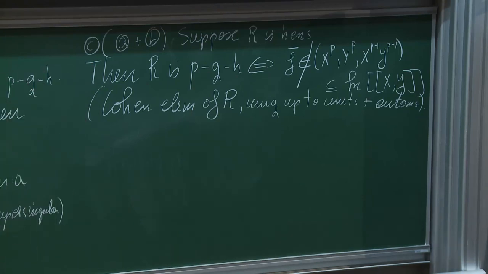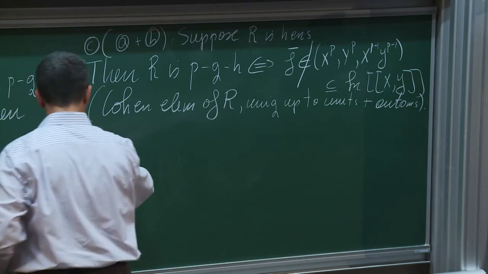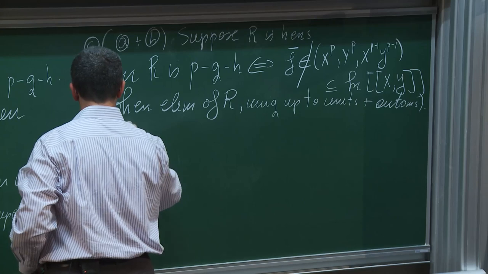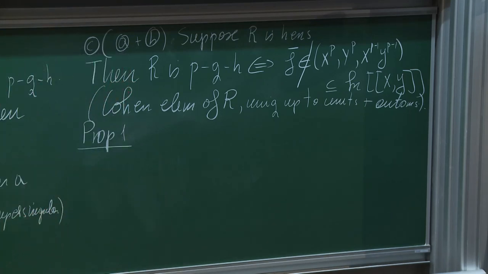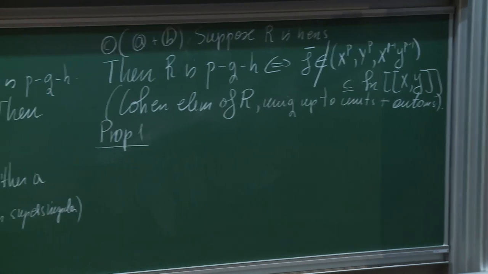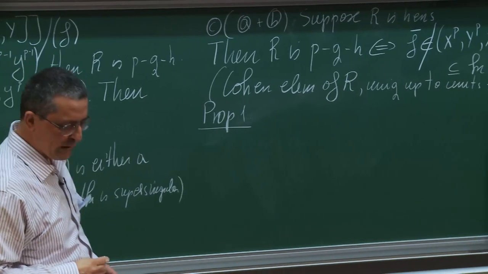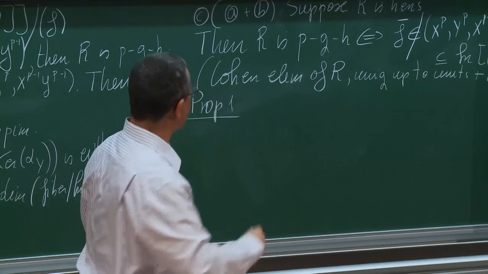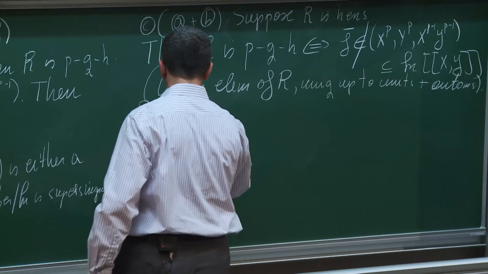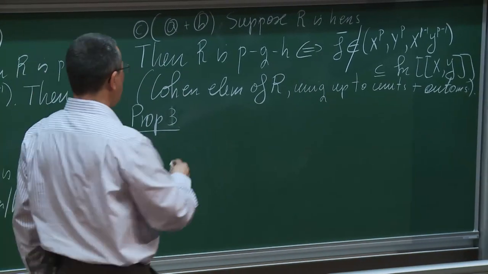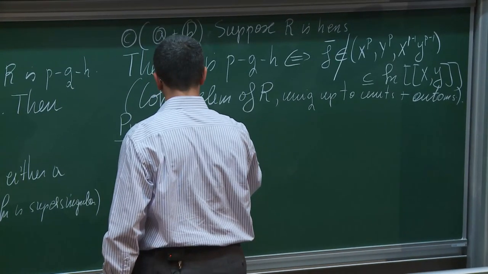So this is a complete classification. And what is the essence of the B part? Part of the A part is also going to show up when we go to the proof of this Proposition 3. We'd like to do it more generally.